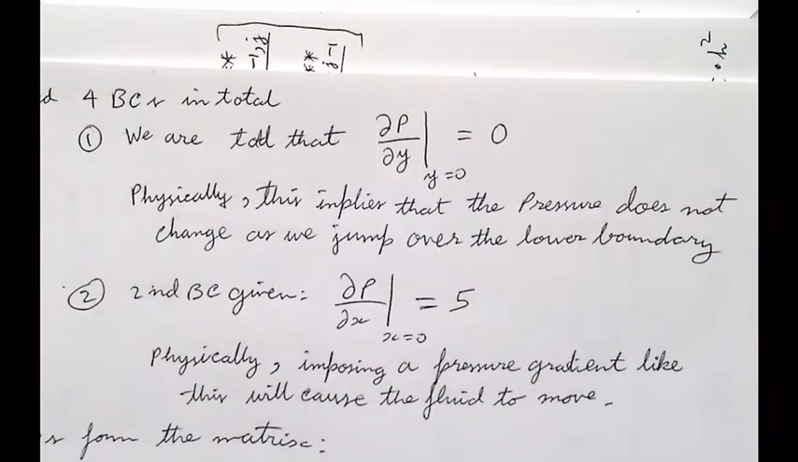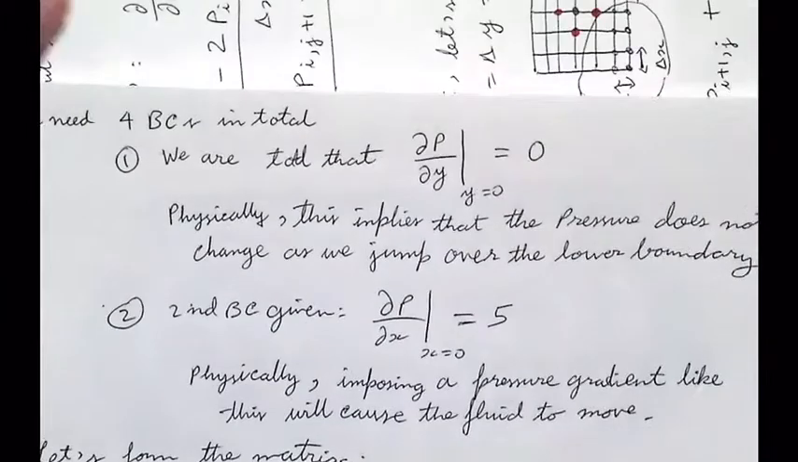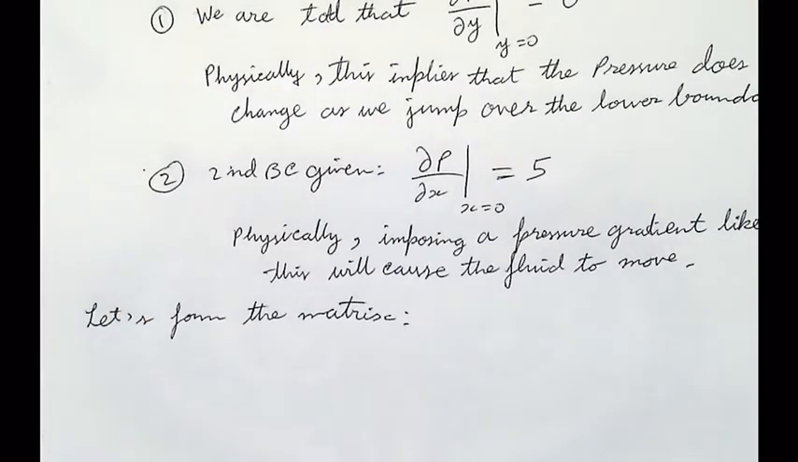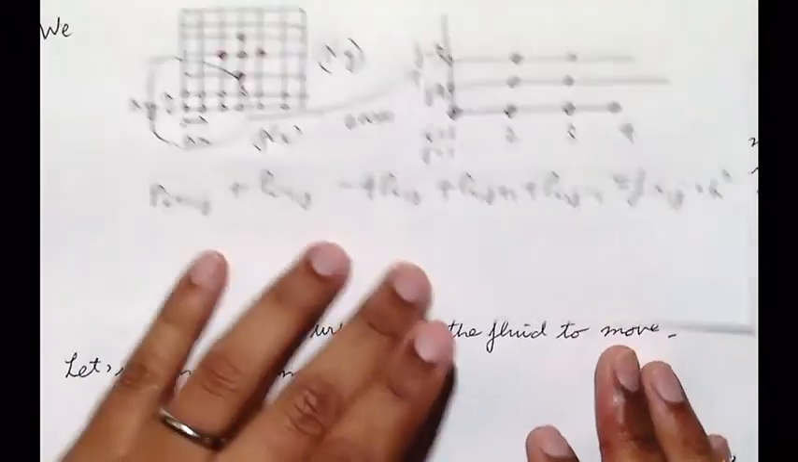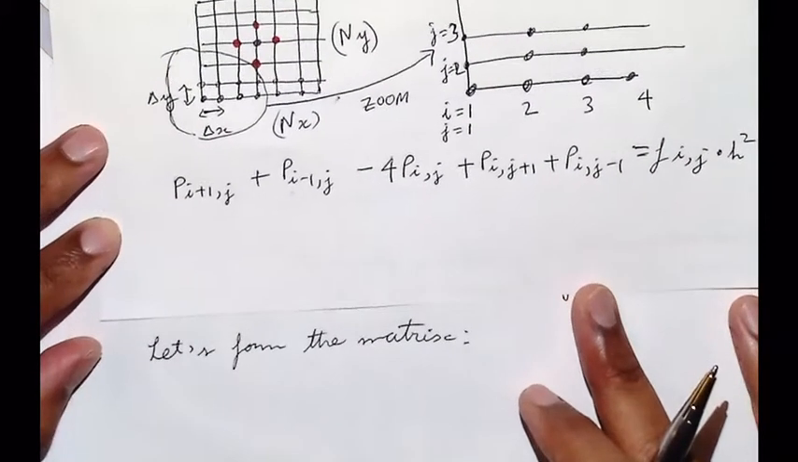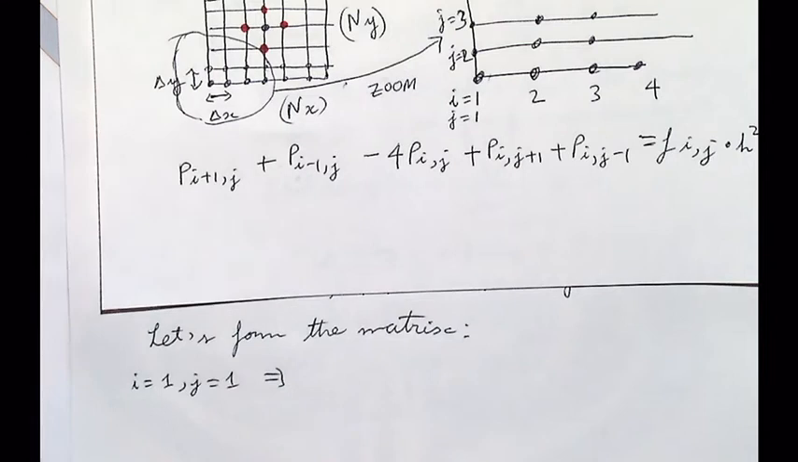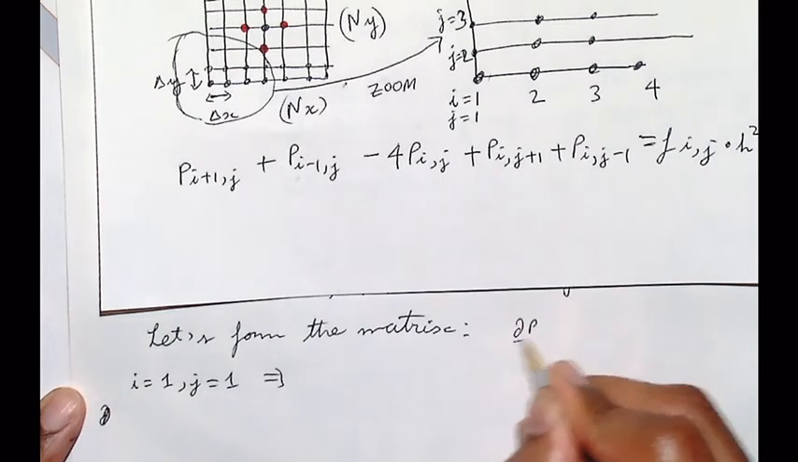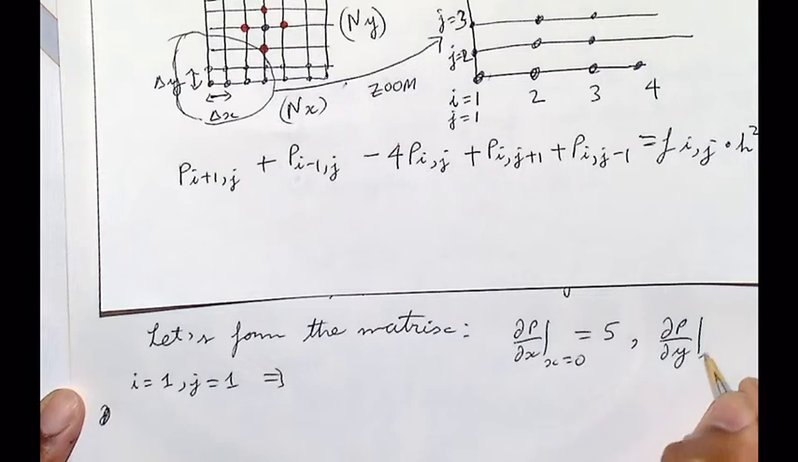So let's say pressure is 0 on the top boundary and on the right boundary. But for forming the first few rows, we actually will not need the right and the top boundary conditions. Okay, so let's form the matrix for, let me say, i equal 1, j equal 1. We're given that dp by dx at x equals 0 is 0, and dp by dy at y equals 0 is 0.